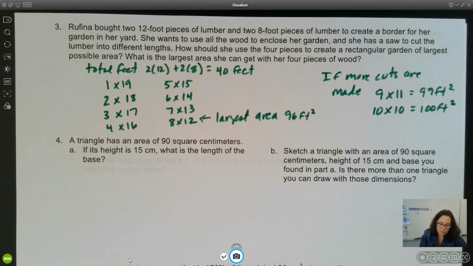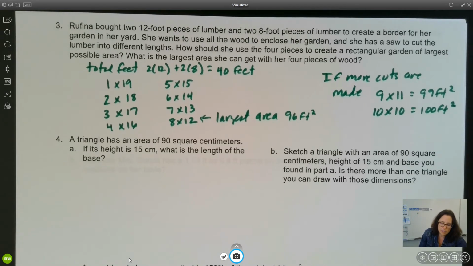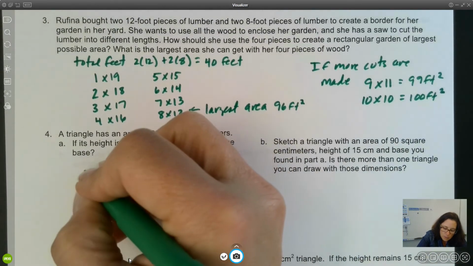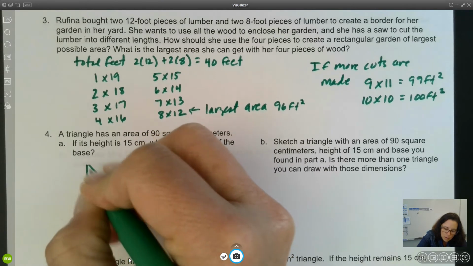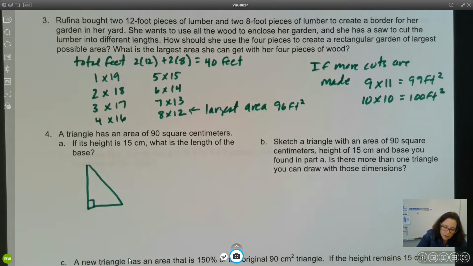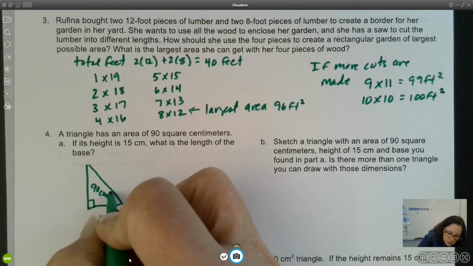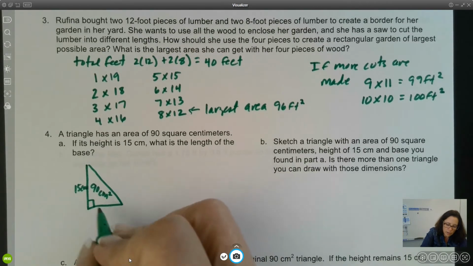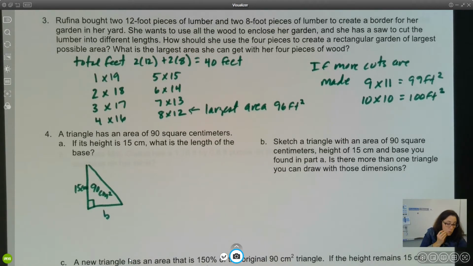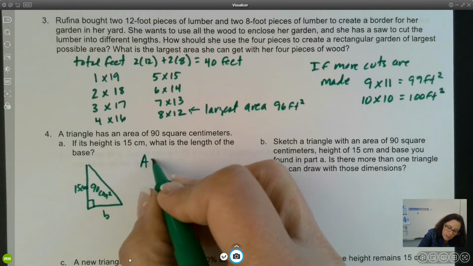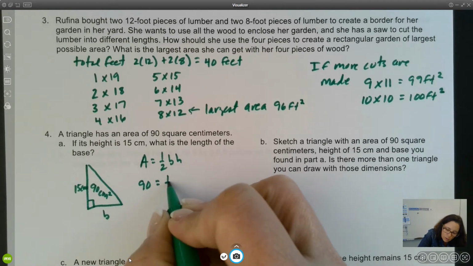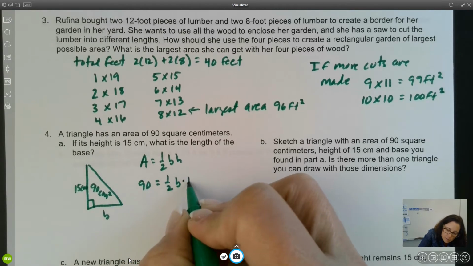Okay, number 4, a triangle has an area of 90 square centimeters. If its height is 15 centimeters, what is the length of its base? Okay, well, let's think about, so our area is 90 centimeters squared, and we have a height of 15 centimeters, and we want to find the base. Okay, well, the formula is 1/2 base times height. 90 goes in for the A, 1/2 B times 15.